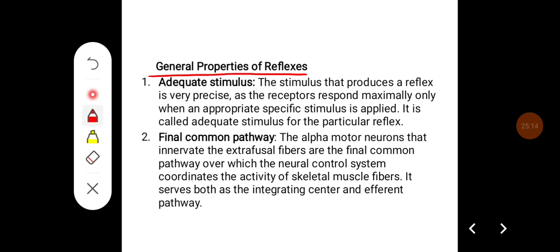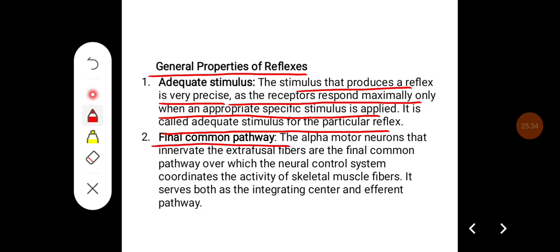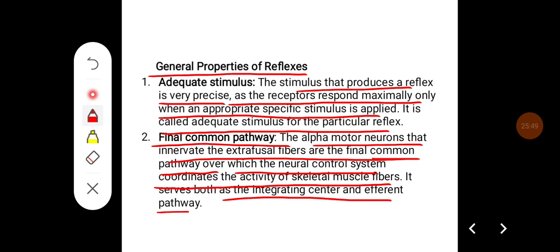Some of the general properties of reflexes are that they require an adequate stimulus. The stimulus that produces a reflex is very precise, as the receptors respond maximally only when an appropriate specific stimulus is applied. It is called the adequate stimulus for the particular reflex. Final common pathway. The alpha motor neurons that innervate the extrafusal muscles are the final common pathway over which the neural control system coordinates the activity of skeletal muscle fibers. It serves both as an integrating center and an efferent pathway.